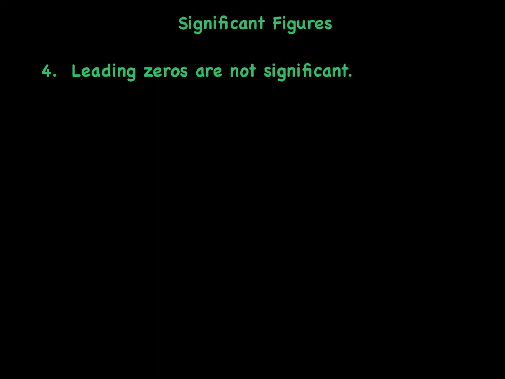Rule number 4: leading zeros, or zeros at the beginning of a number, are not significant. In this measurement, 0.007 grams, since we have 3 leading zeros, we end up with only 1 significant figure. Now these zeros at the beginning of a number may not be considered significant, but they are important. They're placeholders.